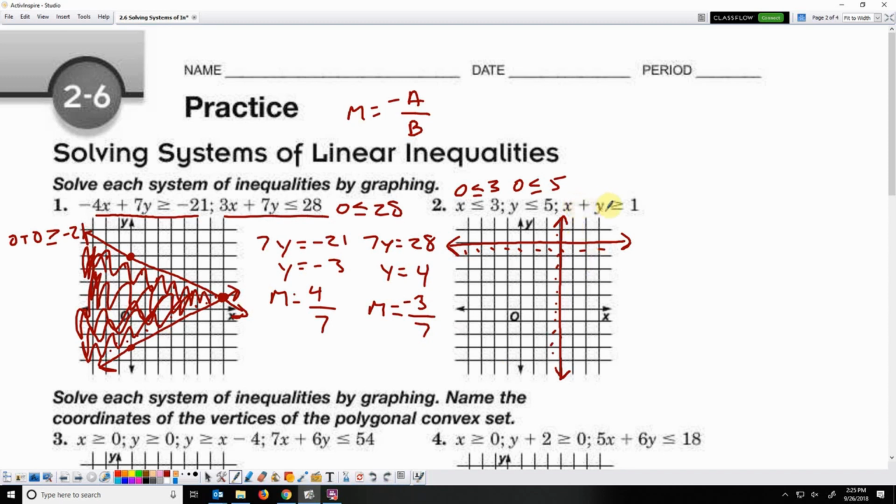Then x plus y is 1. Okay, so this one might be simple just to put into slope-intercept form. I'll move that x over. Y is greater than or equal to negative x plus 1. So I've got a y-intercept of 1 and a slope of negative 1, so down 1 and right 1. And I'm going to do that as many times as I can fit on the graph, and up and left keeps that same pattern going.